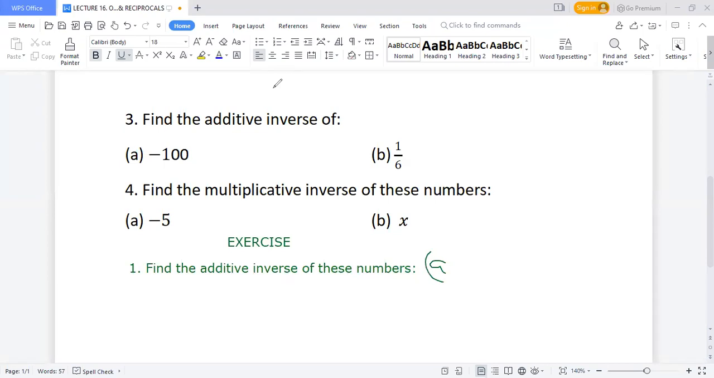Find the additive inverse of this number, A. You find the additive inverse of -2/3, and you find the additive inverse of 1.